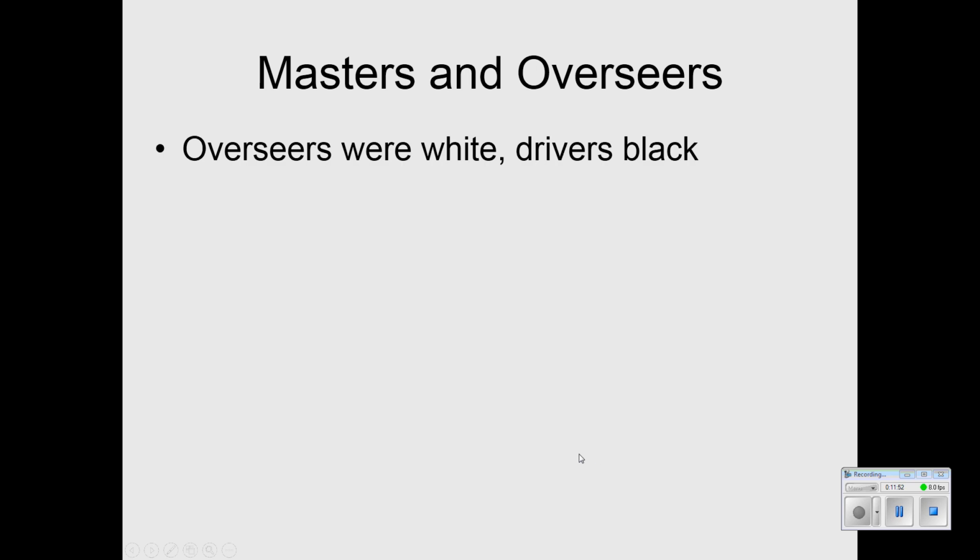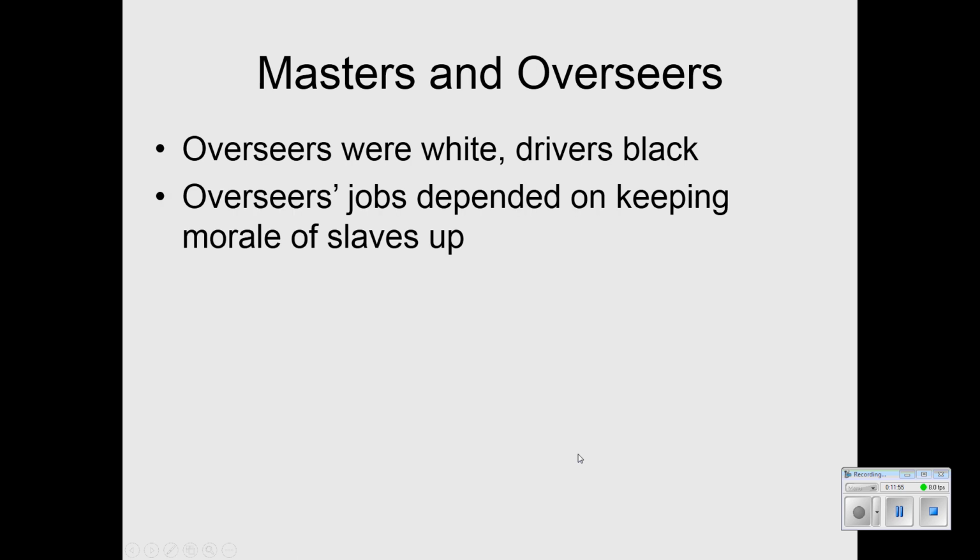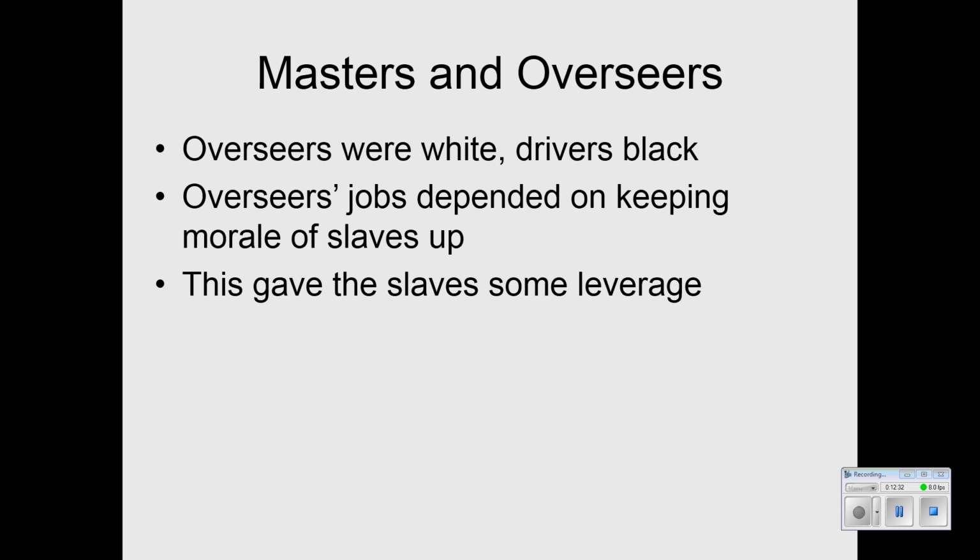Overseers were white, drivers were black. The overseer's job depended on keeping the morale of slaves up. So they worked them hard, but if they overdid it, then they could get consequences for that. And what the master wanted to see was consistent work being accomplished without disruptions. So it was the overseer's job to be demanding, but not extremely demanding to the point that they would destroy morale and provoke resistance and sabotage of the work. So this gave the slaves some leverage.